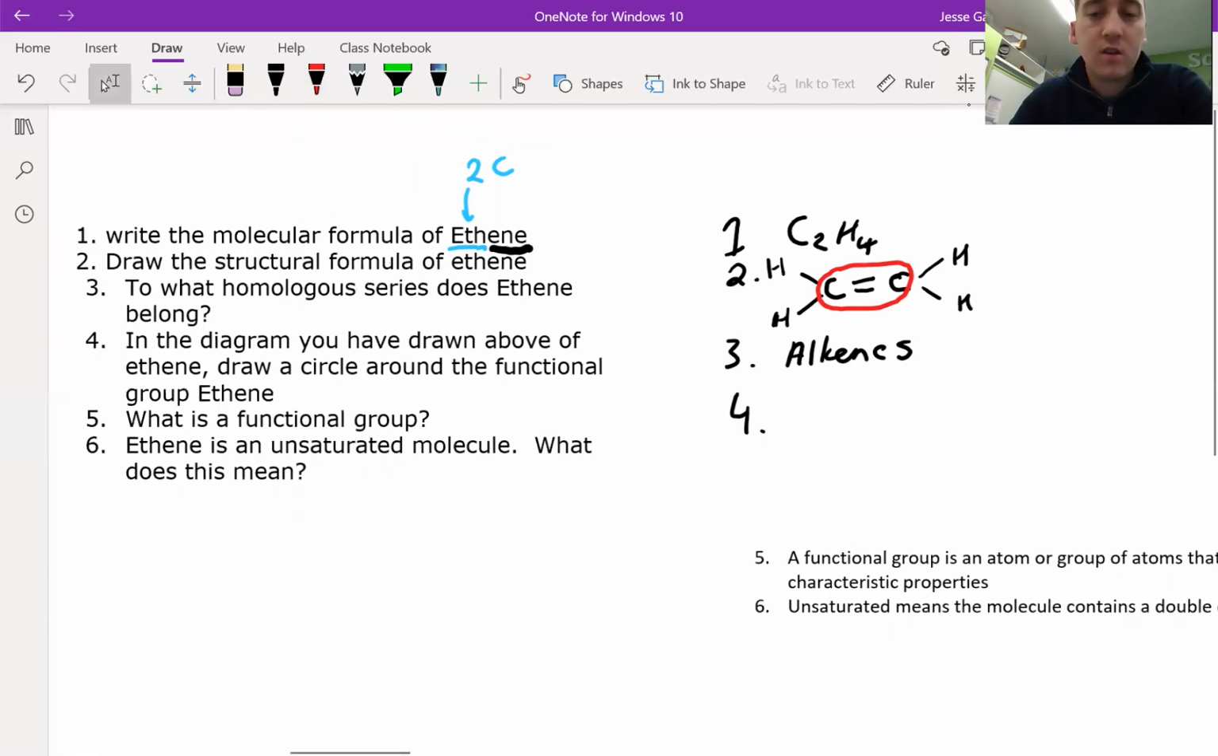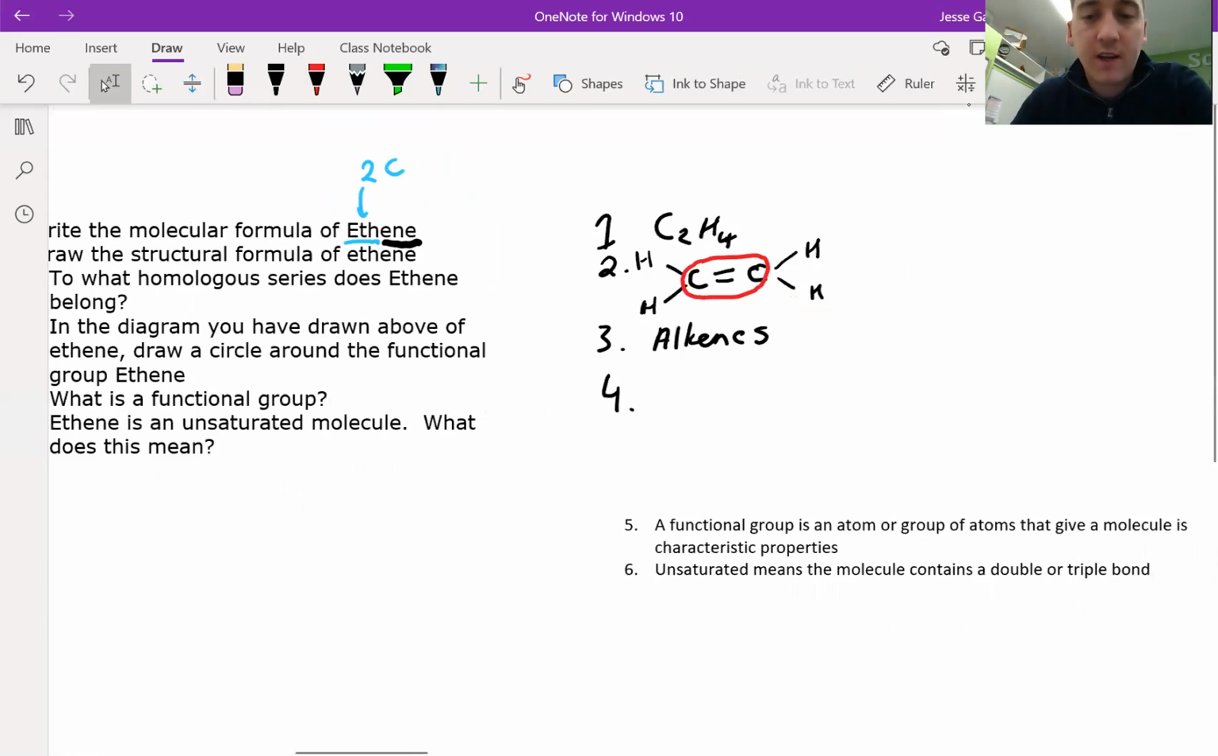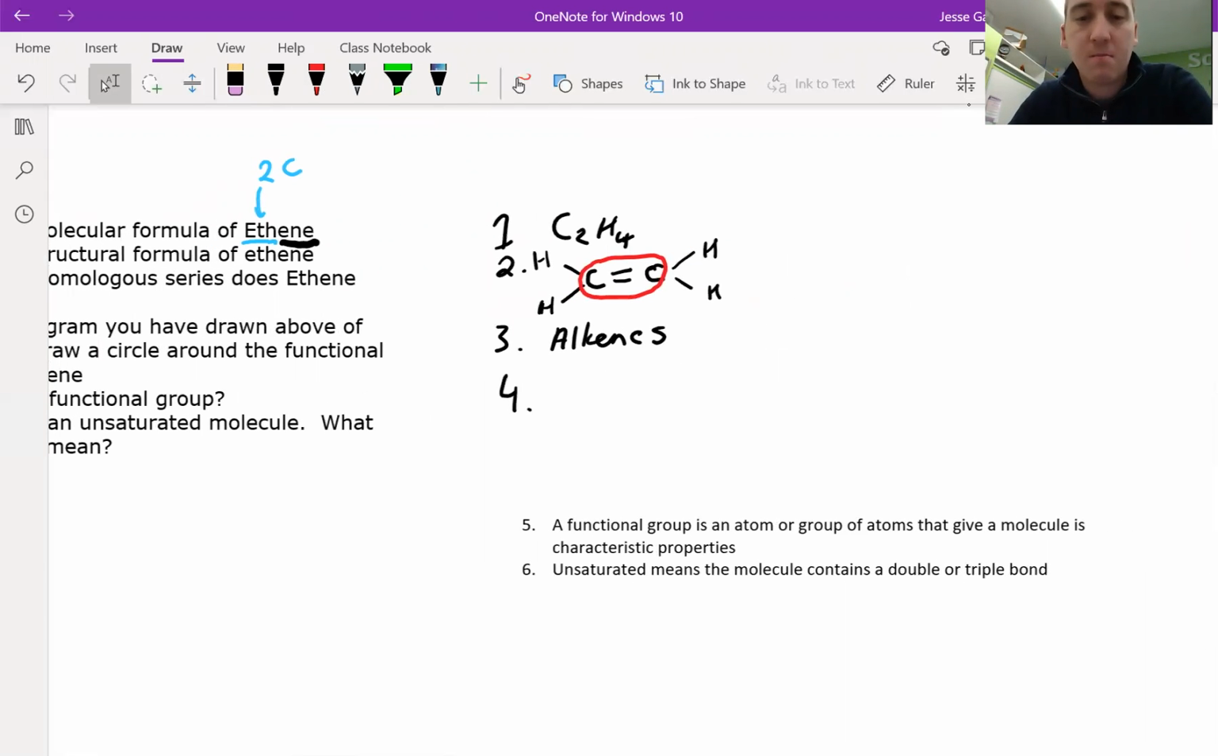We have 2 more questions. What is a functional group is question number 5. And as you can see here, a functional group is an atom or a group of atoms that give a molecule its characteristic properties. So this is one of our definitions. It's a definition that we must learn off by heart.